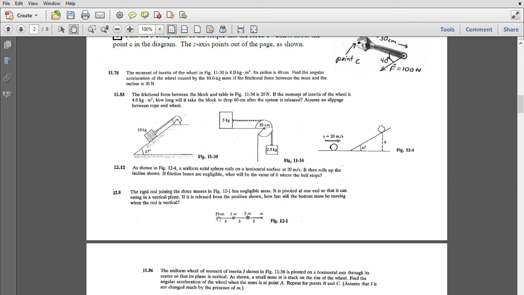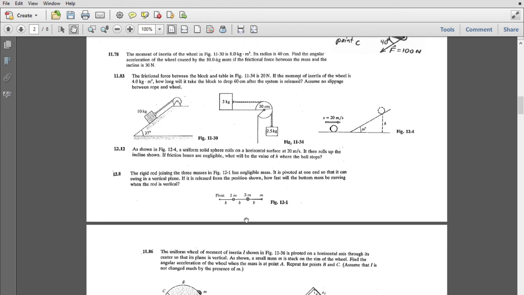12.8. Here's a rigid rod joining 3 masses. This is actually quite a confusing problem. I'll try to quickly talk through it, and if you want to worry about it, you can. If you don't, it probably will not hurt you at all, just because it's kind of symbolic and a little bit unlike any other problem we've done.